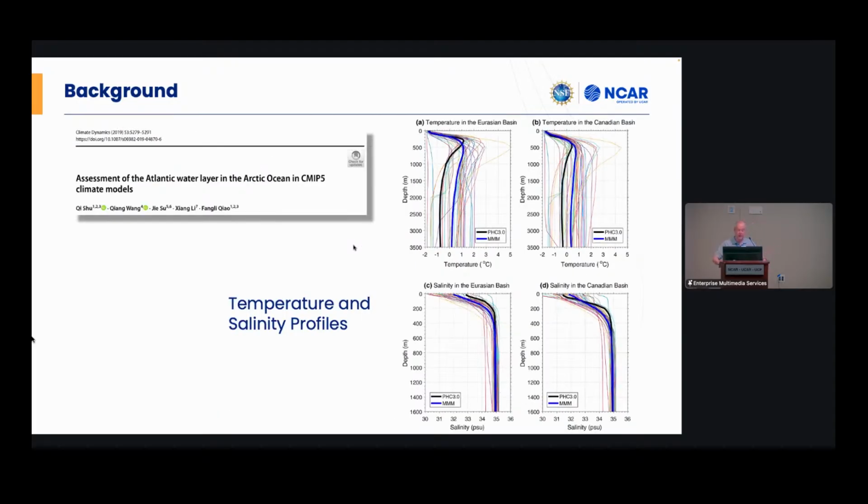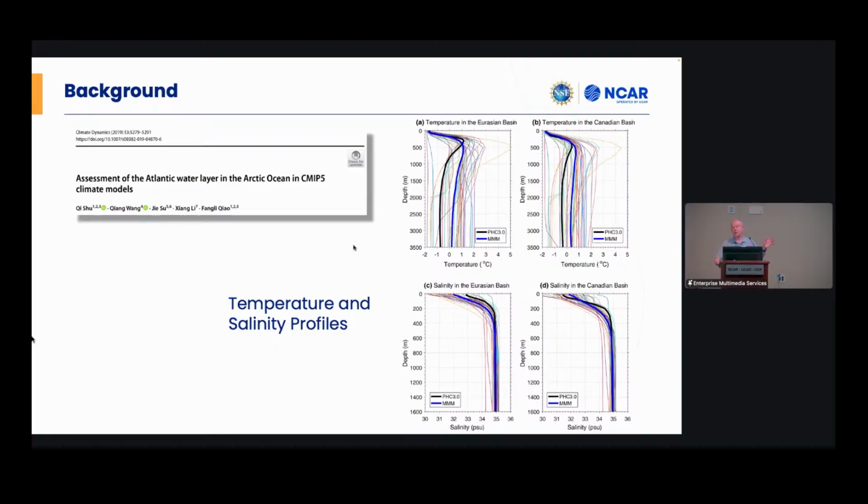There are many papers. This is looking at the Arctic biases from coupled simulations, in this case from a bunch of models participating in CMIP5. Again, the upper panel is temperature. The bottom panels are salinity in the Eurasian basin on the left side and the Canadian basin on your right side. The thick line is from the observation-based PHC3 climatology, and the thick blue line is the multi-model mean. In this case, again, there is quite a bit of diversity among the model simulations.